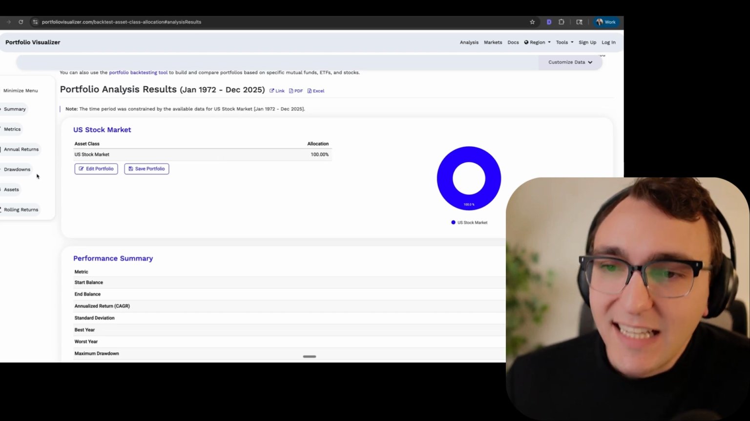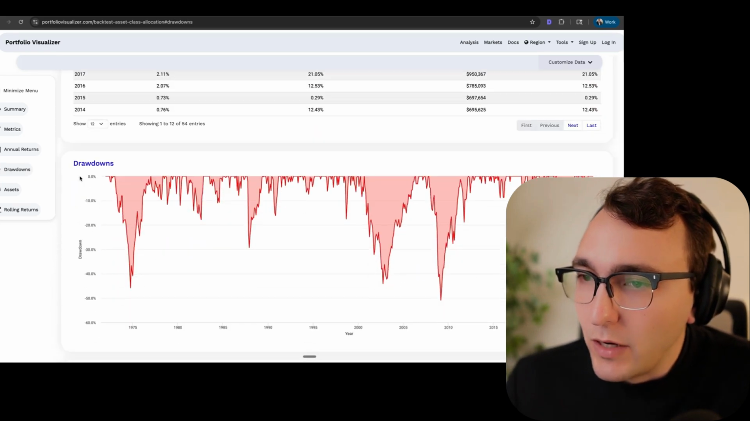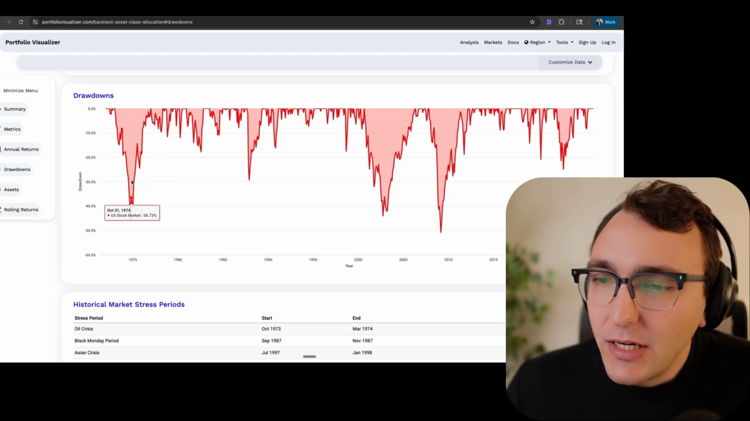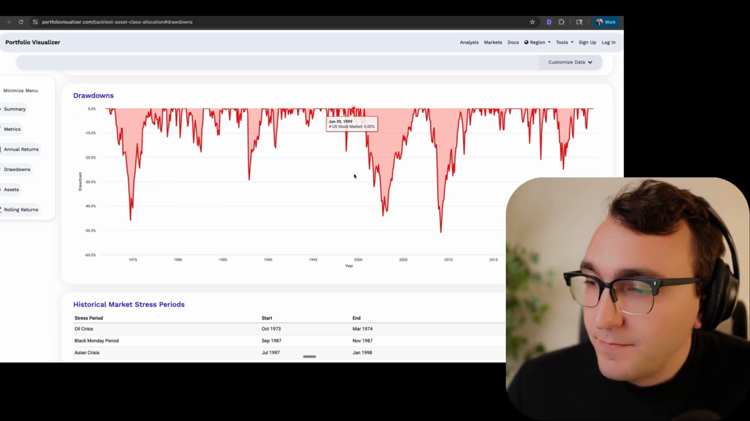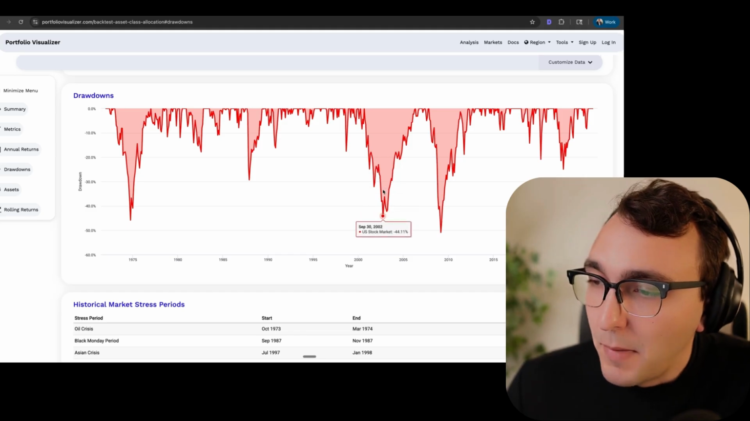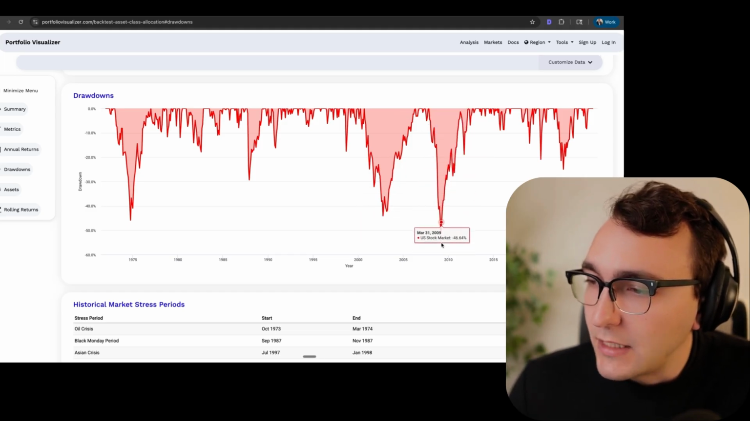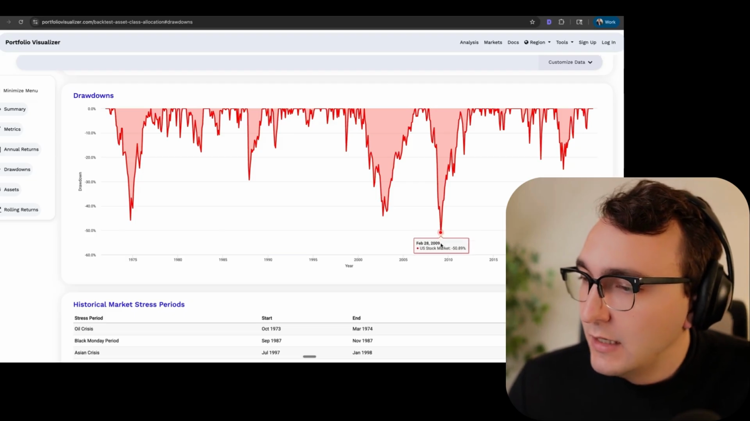So over on the left-hand side, you can go to drawdowns. That's where we're going to want to go. When these drawdowns occurred and what the damage was. So you can see in the 70s, top to bottom, minus 46%. In the tech crash, minus 44%. And then the most recent really nasty one was the Great Financial Crisis, down around 51%.